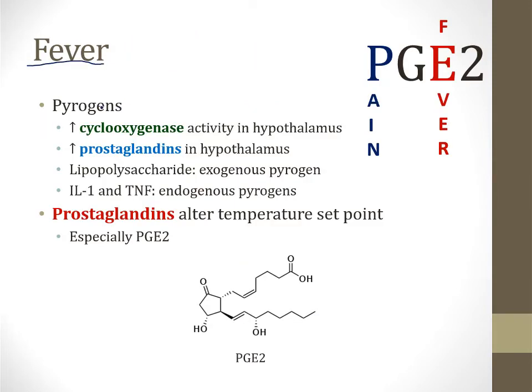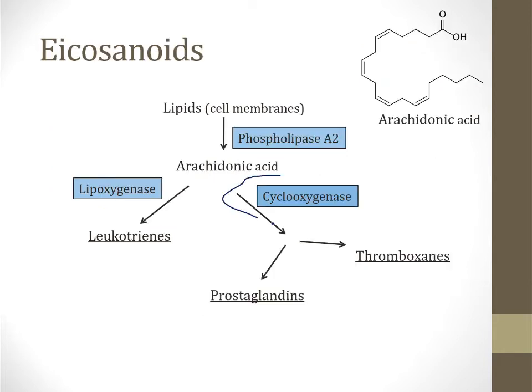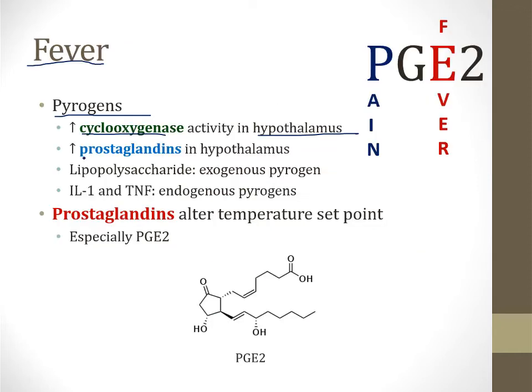Fever is caused by substances known as pyrogens. All of these substances are capable of increasing the activity of the enzyme cyclooxygenase in the hypothalamus in the brain. And recall that the hypothalamus is the temperature regulatory center of the brain. If we go back to this slide, cyclooxygenase is the enzyme that can convert arachidonic acid into either thromboxanes or prostaglandins, and its activity is increased by substances that are pyrogens. The increase in enzyme activity leads to a rise in the level of prostaglandins in the hypothalamus, and this is what leads to fever.